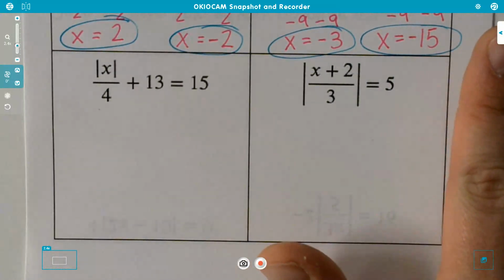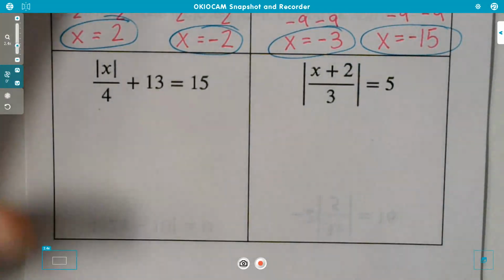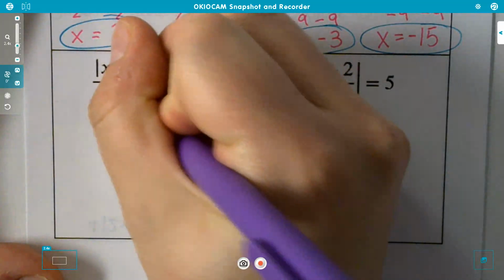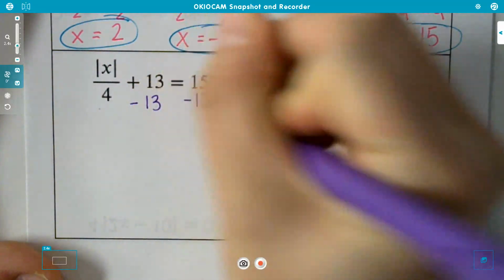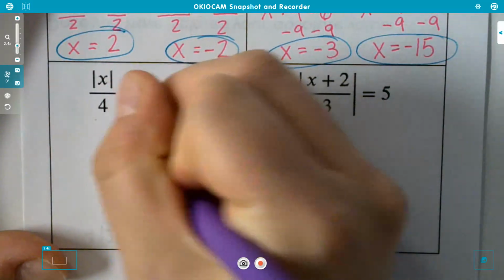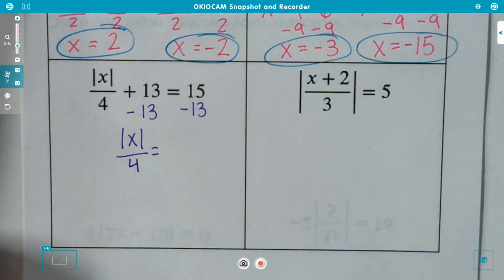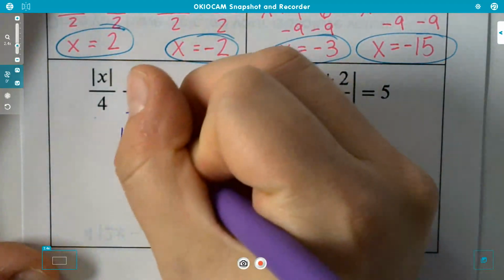All right, this next one. What is inside the absolute value there? Just the x. So we've got to get rid of everything else first. So we are going to start by subtracting this 13. Minus 13, minus 13. I still have the absolute value of x over 4 equals 15 minus 13 is 2.